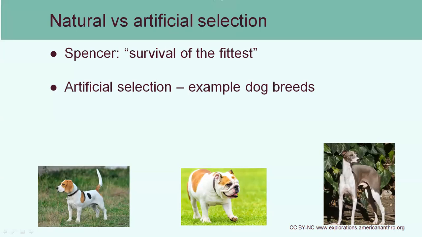But there's another type of selection called artificial selection. In artificial selection, this is something that humans have created. Through the domestication of plants and animals, we have selected certain traits that we thought were better than other traits. An example in this image is the different dog breeds. All dogs are descended from the gray wolf. The wild gray wolf is their ancestor, and of course, there are modern gray wolves that still exist. But the domestic dog has been domesticated for thousands of years.